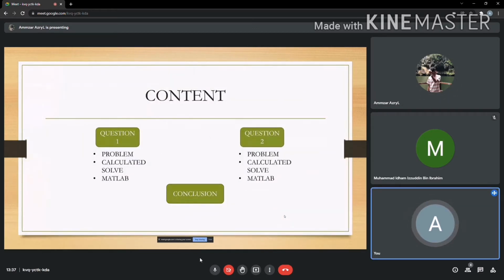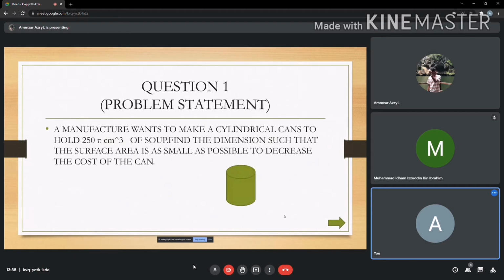This is the content that we have for this presentation. The first is question 1 and question 2, each with the problem, calculated solve and MATLAB solve. And then third is the conclusion. Okay, for question 1, I pass to Amza Azril to present.